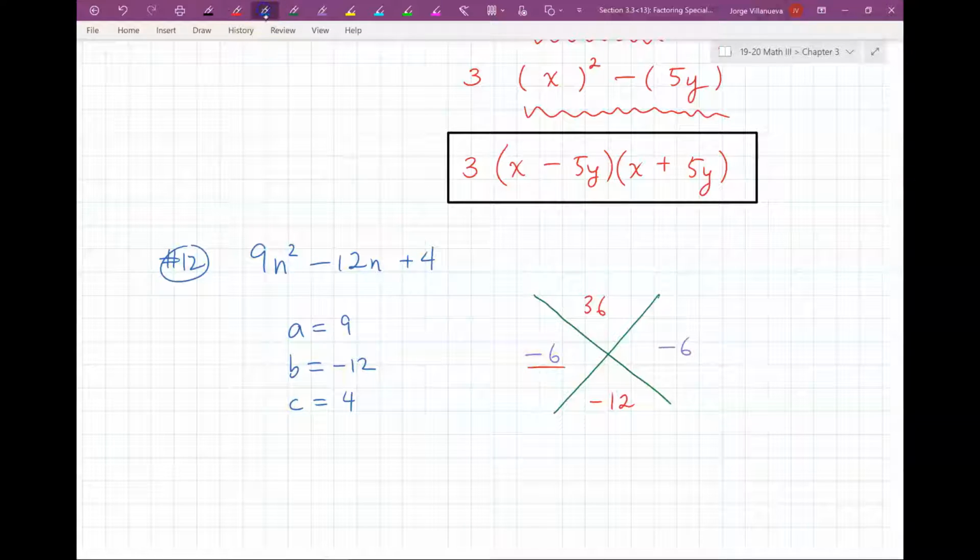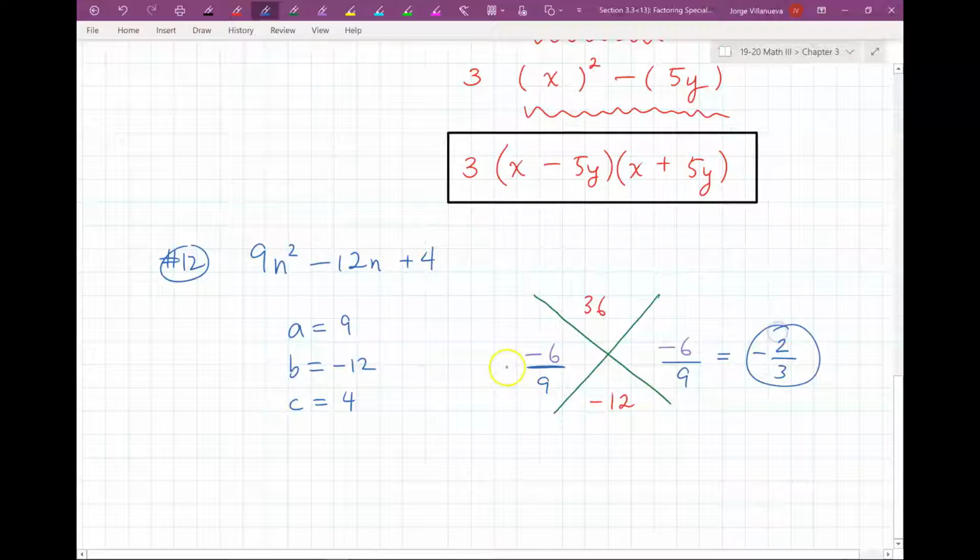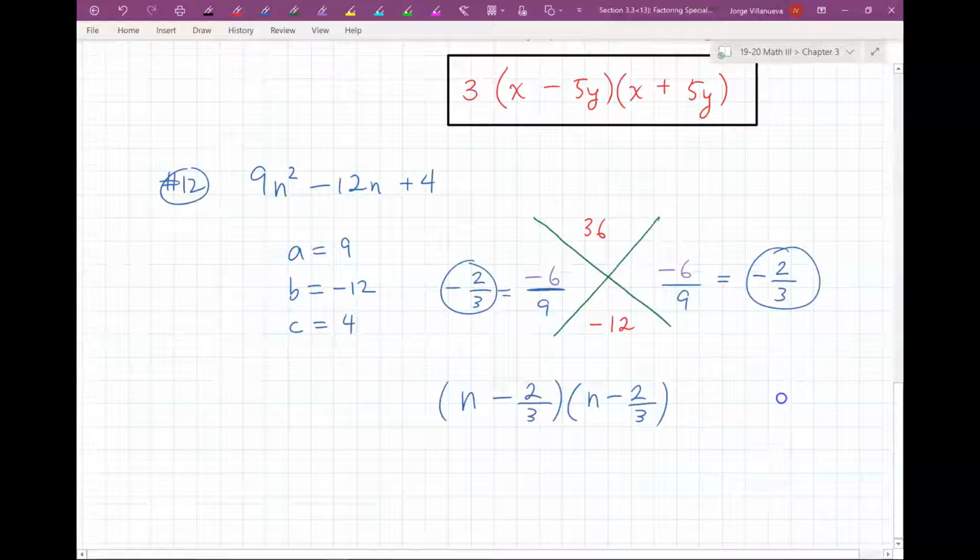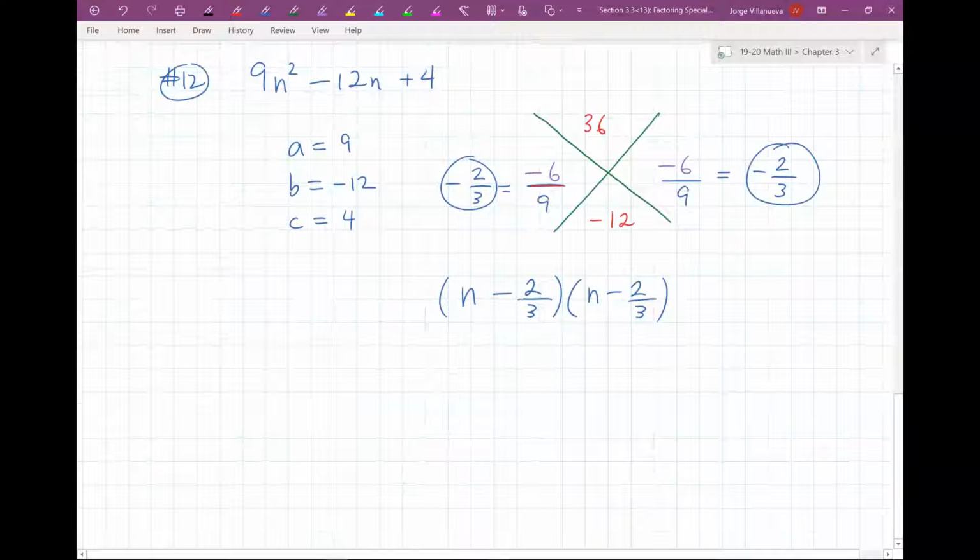You're going to divide by 9. I think I actually used blue last time. Now, reduce it. This becomes -2/3. And so does this one. Okay? So now that I've divided by 9, I can write my answer like this. N minus 2/3. N minus 2/3. What do you do with the denominator? You bring it up, right? You do the bottoms up if you want to. That's 3n minus 2. 3n minus 2.